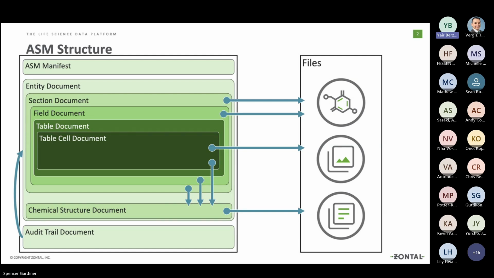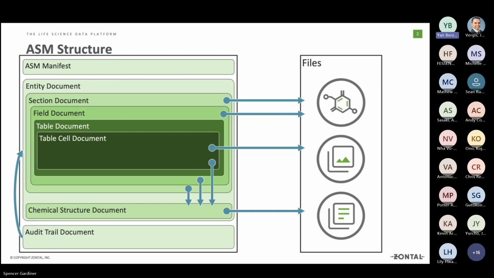And so for these ASM files, section, field, and table cell documents will sometimes save audiovisual data, but more often than not, they'll take PDFs and then Microsoft Office files, PowerPoints, Excel spreadsheets, Word documents, etc. are linked here so that you can see your attached files from within your ASM document.